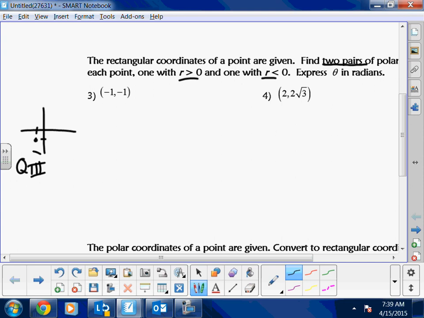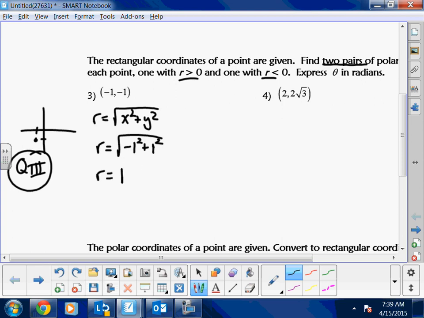This is very important to do. First of all, when you're taking the tangent of this point, this is where it's critical to know this. After that, r is the equation square root of x squared plus y squared. You'll find this in your yellow sheet. So you have negative 1 squared plus negative 1 squared, which means you have the square root of 2. Now, the angle is tangent inverse of y over x. Also find that on the yellow sheet.